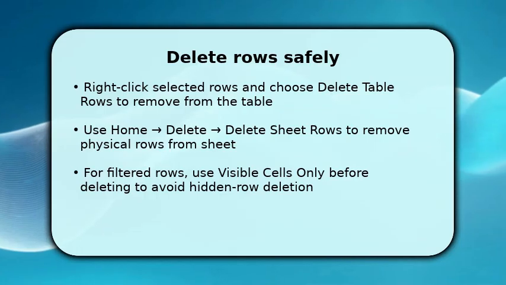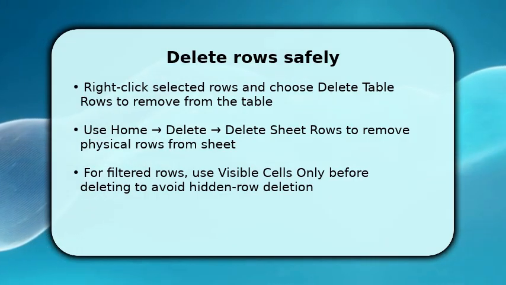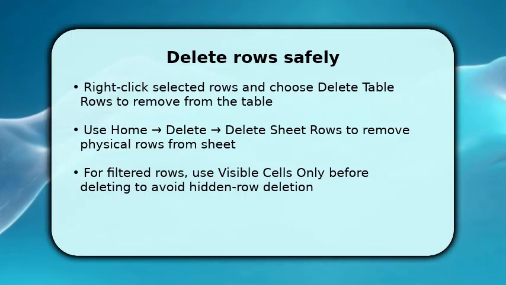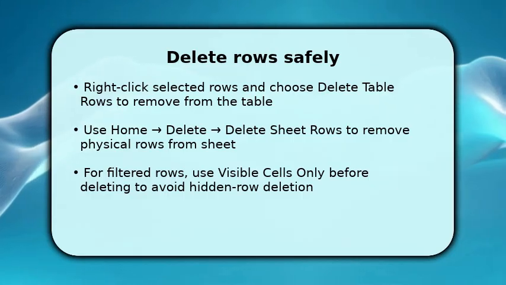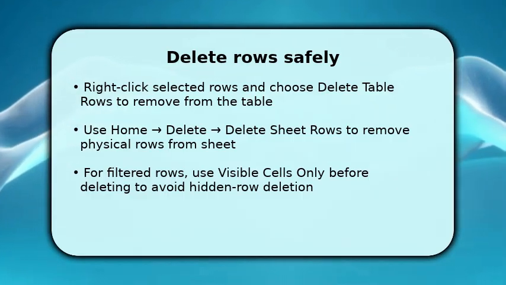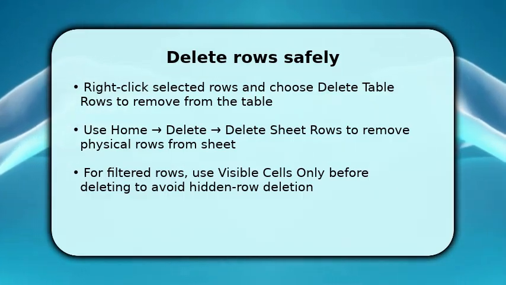If you applied filters, first press Alt+; or go to Special > Visible cells only so only shown rows are affected. You should also consider Convert to Range if you want normal rows afterward. This preserves values while removing table behavior.